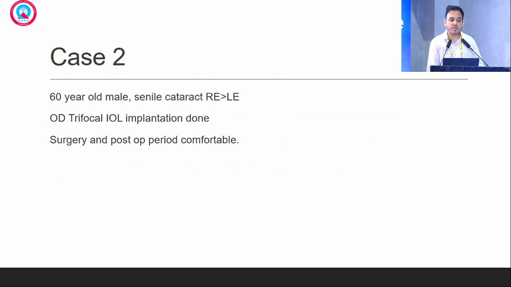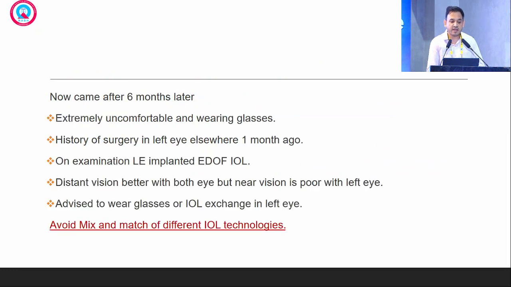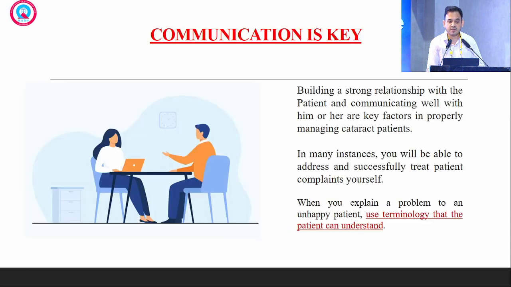Like a patient we implanted with a trifocal IOL, but in the other eye the patient was implanted with an EDOF IOL. So the patient was not happy with the near vision in the left eye. So avoid mixing and matching different IOL technologies in patients.